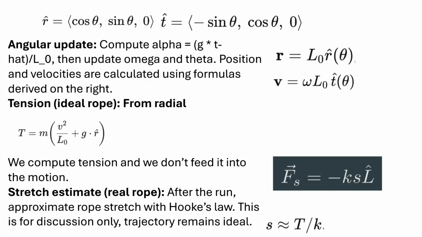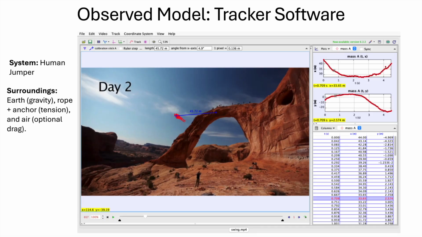The tension, ideal rope form: T is equal to m brackets v squared upon L naught plus g times r hat. We compute tension but we don't feed it into the motion. And the stretch estimate for the actual real rope after the run: approximating rope stretch with Hooke's law. This is for discussion only. Trajectory remains ideal.